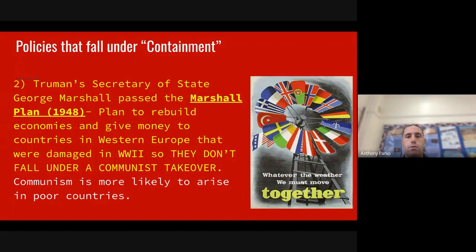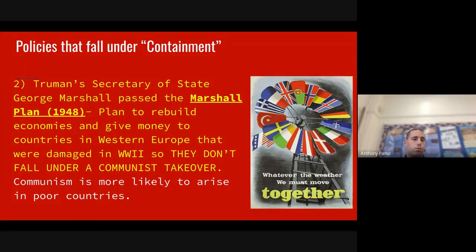And the way we're going to do this is, number one, giving money. That does help. We're going to give foreign aid, it's called. We're also going in to help rebuild their economies, create factories, create railroads, things along those lines to help out the countries there. And the idea was this: if a country is wealthy and successful and does well, there's not a great chance that communism can come in and take over.